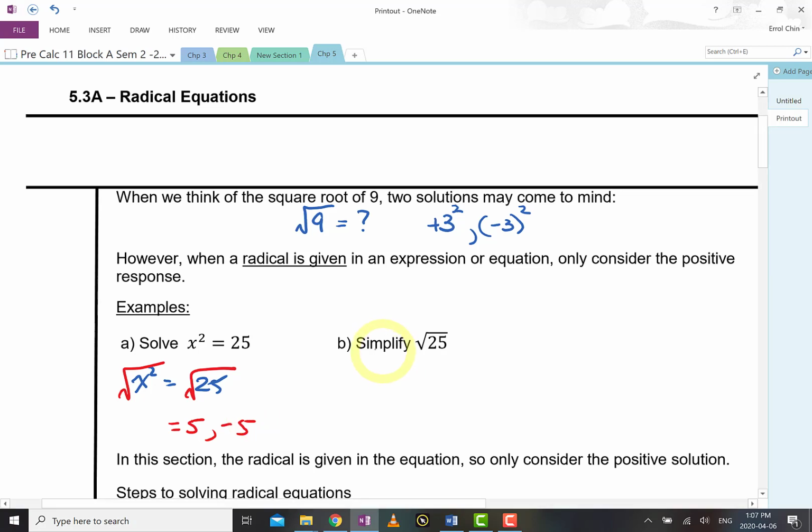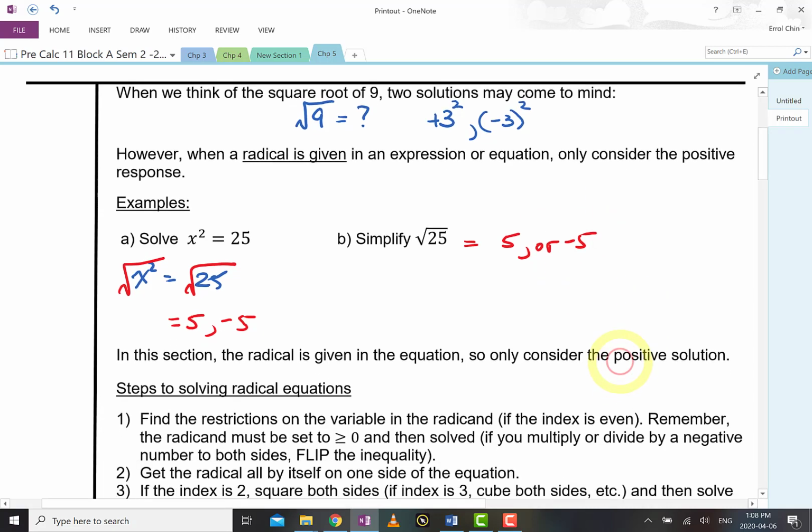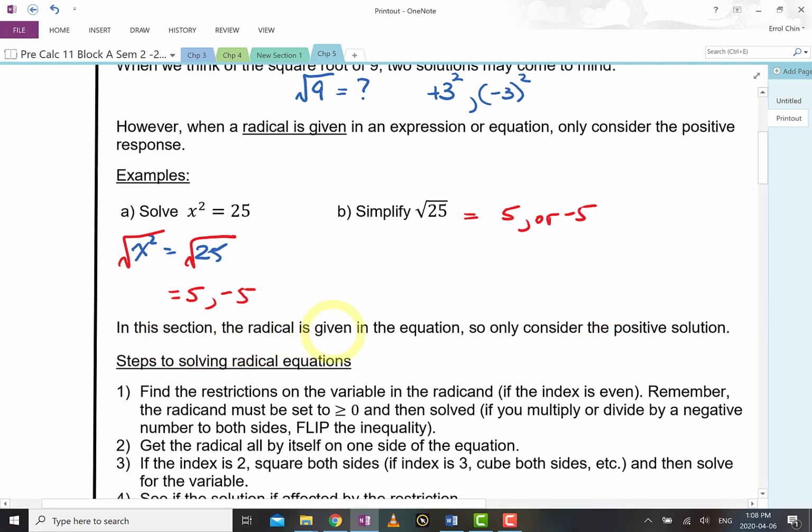Now, when it's asking for simplify the square root of 25, well, this, of course, is positive 5 or -5. Okay, it says here in this section the radical is given in the equation, so only consider the positive solution. So we're only interested in this one.